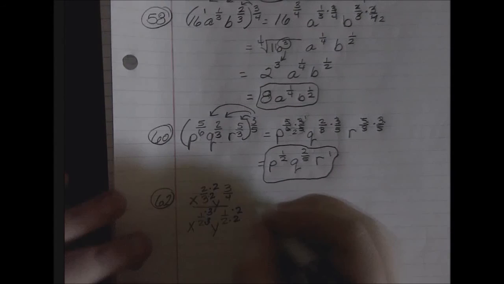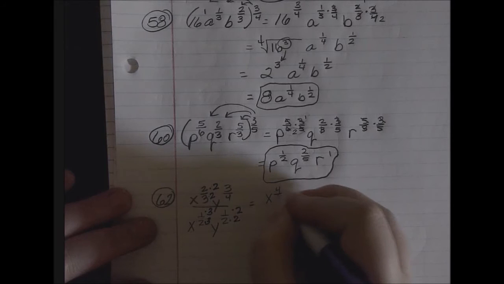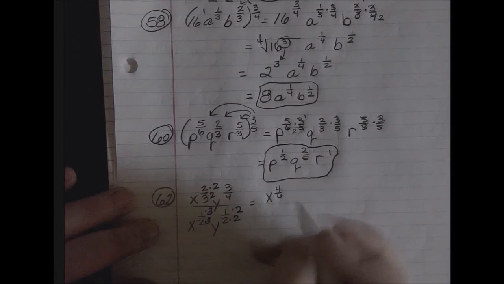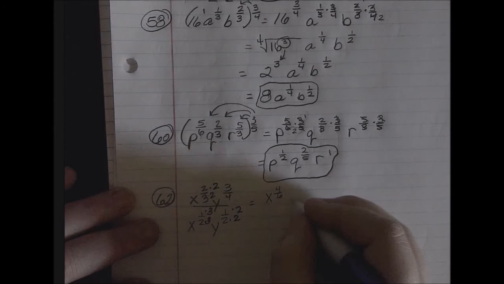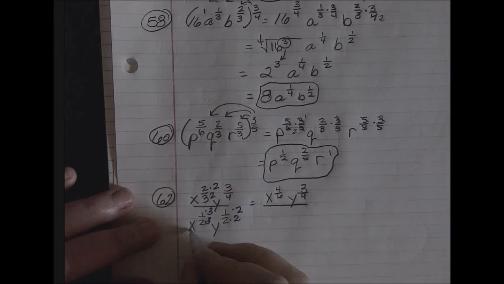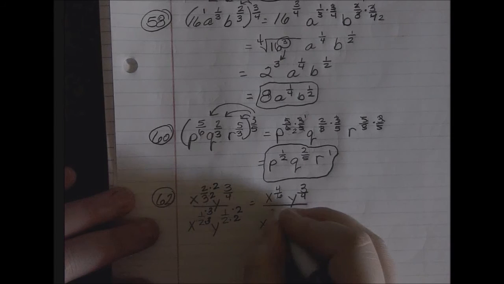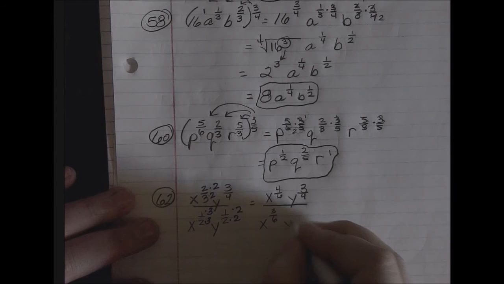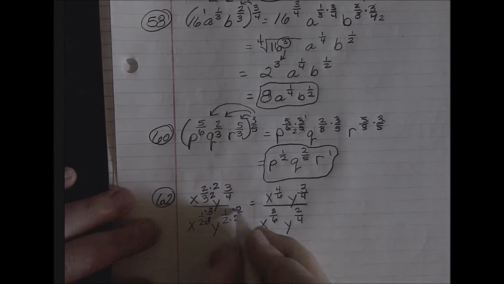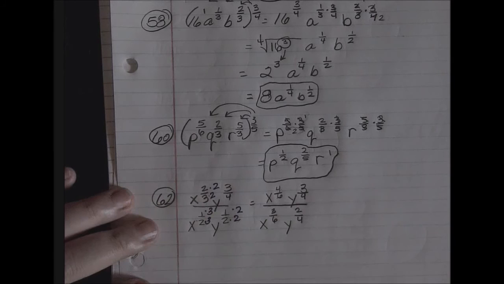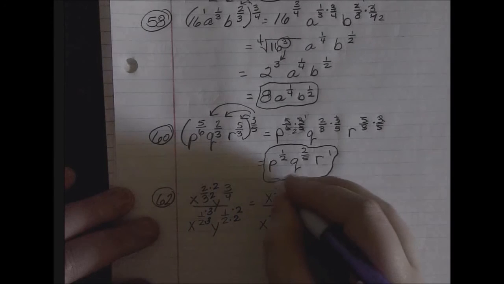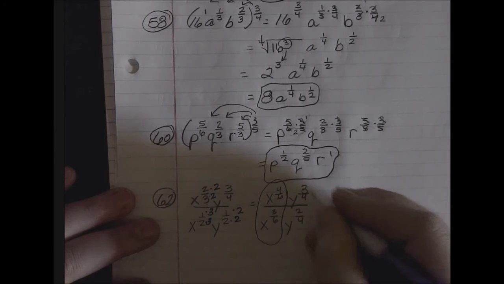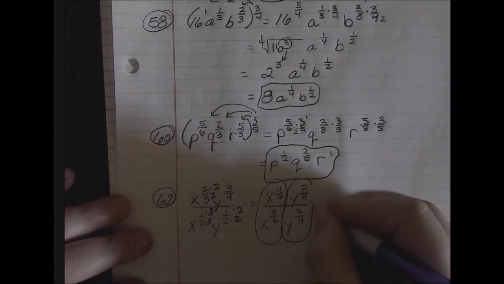So that gives us x to the 4 over 6, because 2 times 2 is 4, 3 times 2 is 6, y to the 3 over 4 over x to the 3 over 6. I got that because I said 1 times 3 is 3, 2 times 3 is 6, and then y to the 2 over 4, because 1 times 2 is 2, 2 times 2 is 4. So now we have to take this part of our problem and then this part of our problem. We've got to think about these separately.